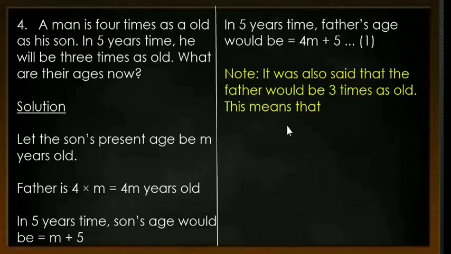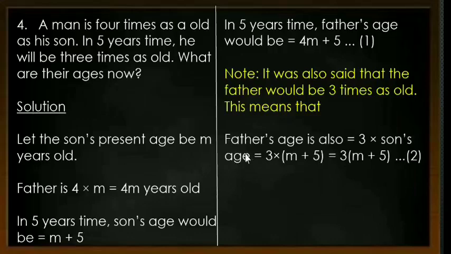3 times as old as the son. In other words, we can also say that the father will be m plus 5 times 3. So father's age is also 3 times son's age. So if son's age is m plus 5, it simply means we can as well say that the father's age is also 3 times m plus 5.